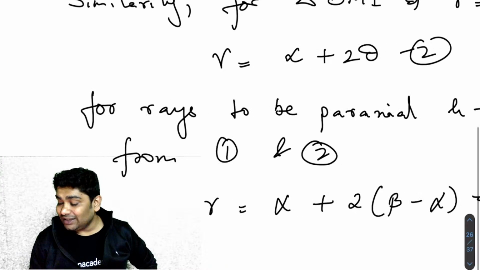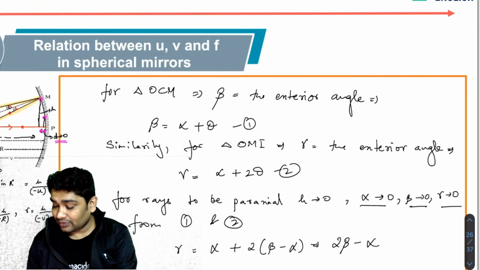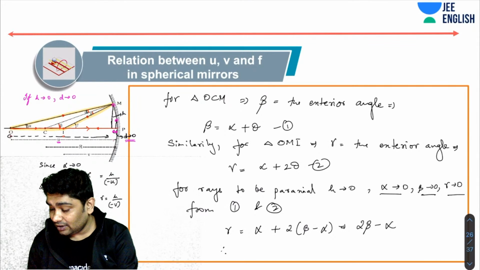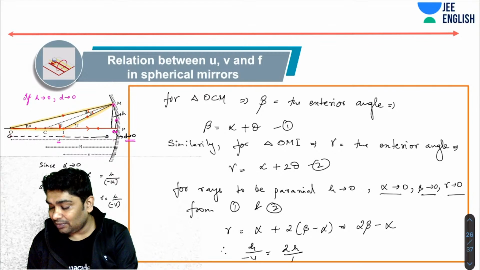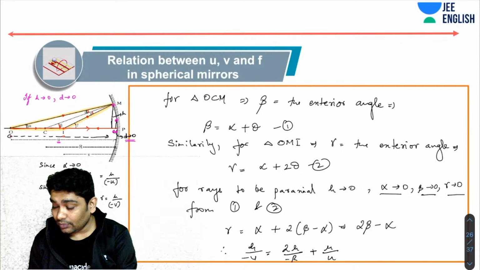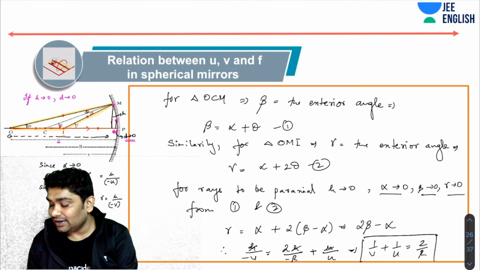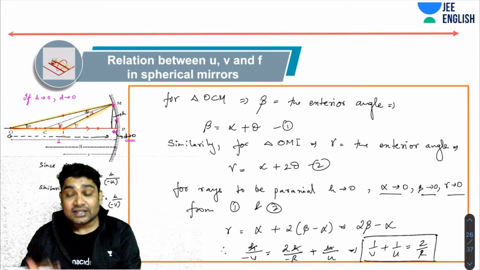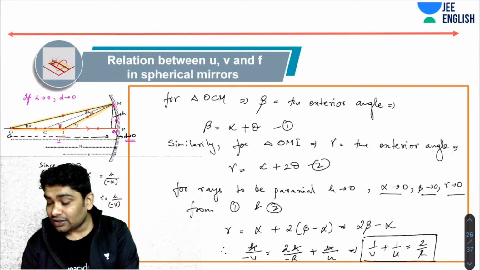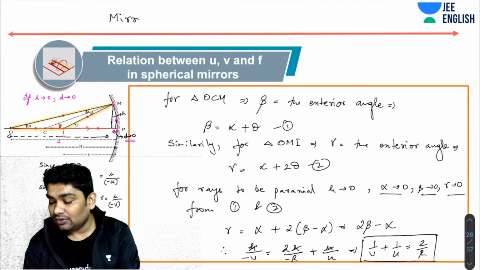So all these values would have negative signs, so the lengths to be considered would have a negative sign with them. Replacing all these values here, I get h over minus v equal to 2 times h over minus r plus h over minus u. You can cancel out all the h's, and what you will realize is that 1 by v plus 1 by u equals 2 over r. So this is the relation between u, v, and f. This is called the mirror formula.